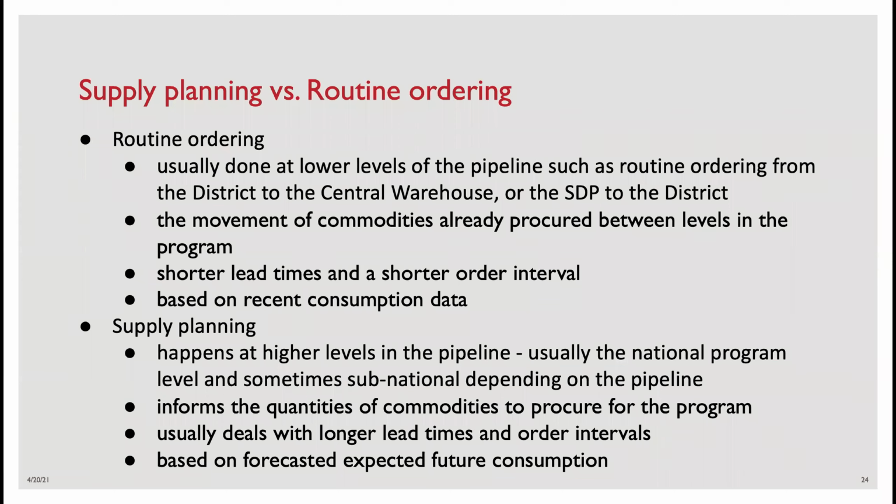So we also want to emphasize the differences between supply planning and routine ordering. As shown here, for example, routine ordering is at the lower levels in the system. It's moving commodities already procured and received down the system to the service delivery points. There is typically a shorter order interval and shorter lead times. And routine ordering is based on recent past consumption.